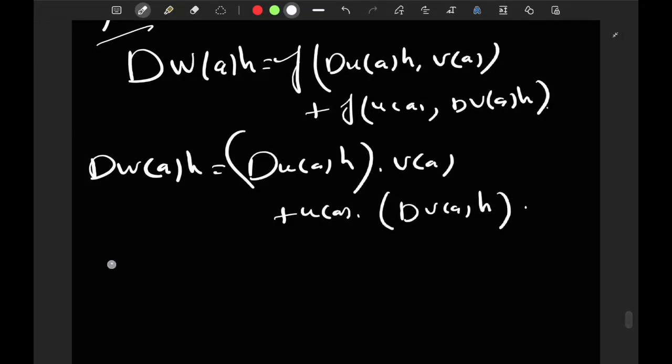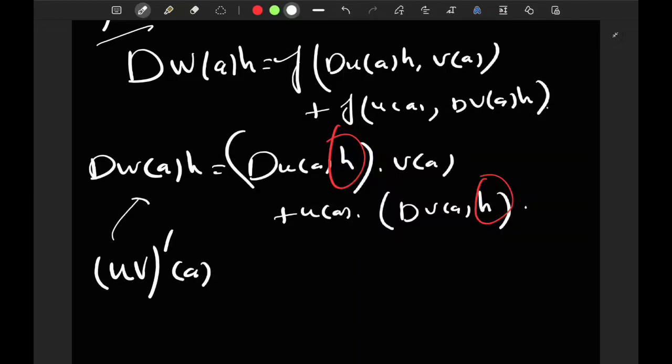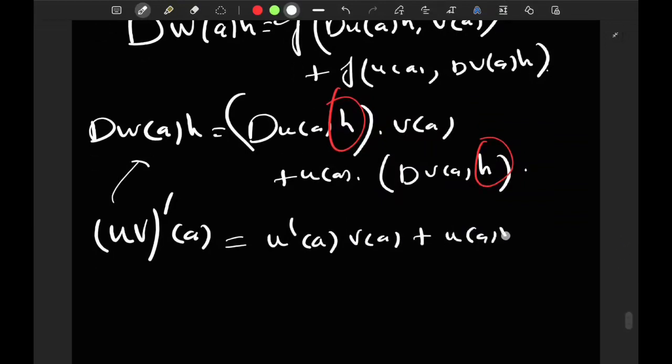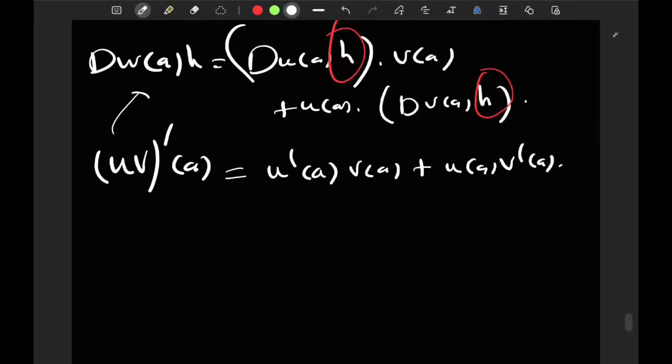So we're literally saying here (uv)' at a. Forget about the h, it's just artificial, just there to make it clear that you are inserting the h here. So you're saying really (uv)' at a is just u' at a times v of a plus u at a times v' at a, so to speak. So this is a more particular way to see this thing we are talking about. So that's for landing inside the product spaces.